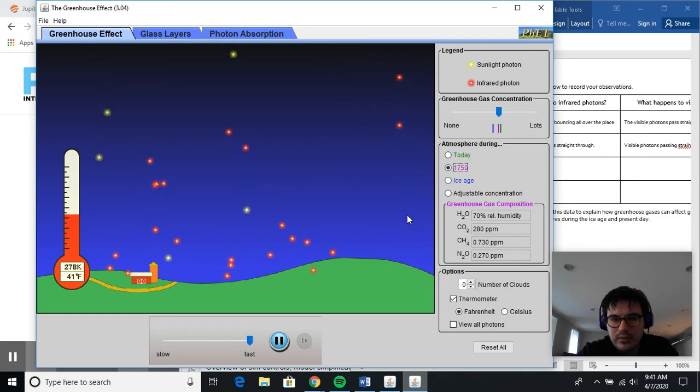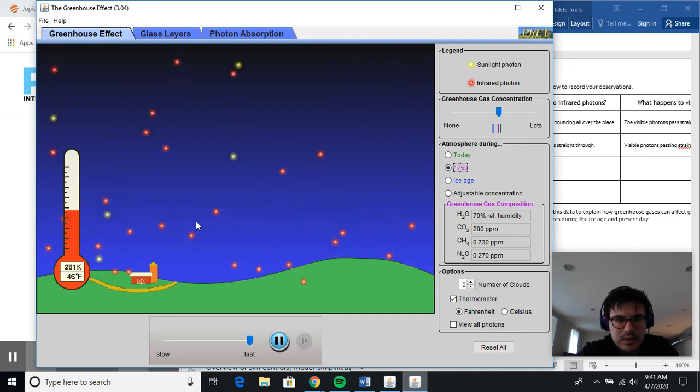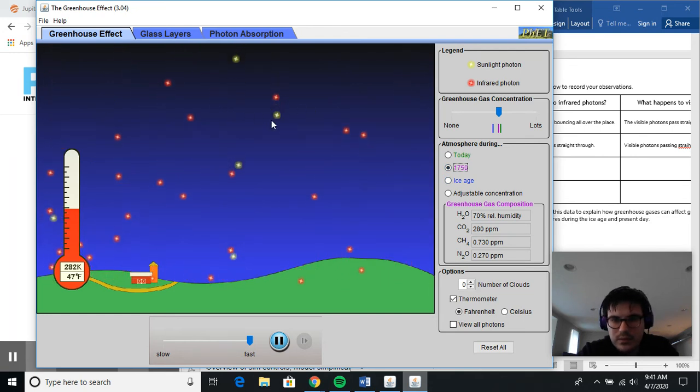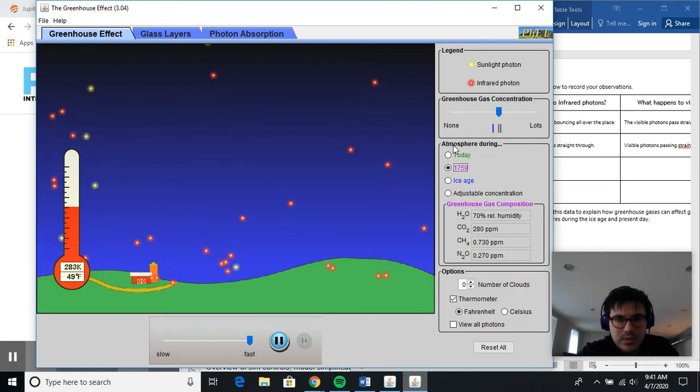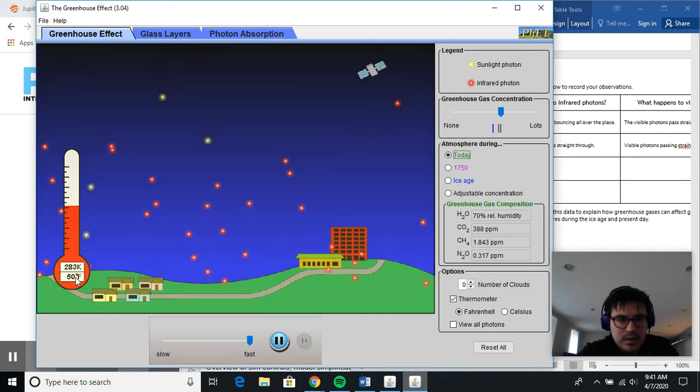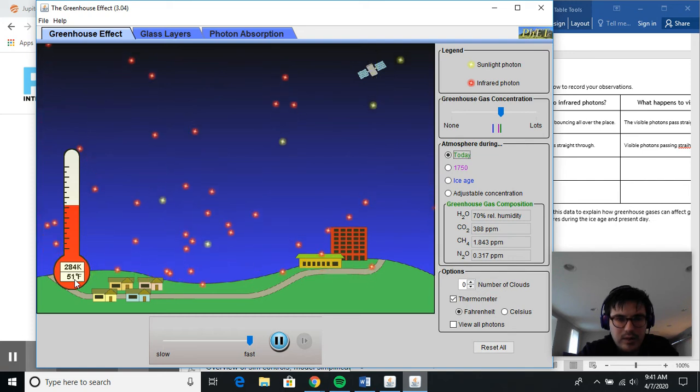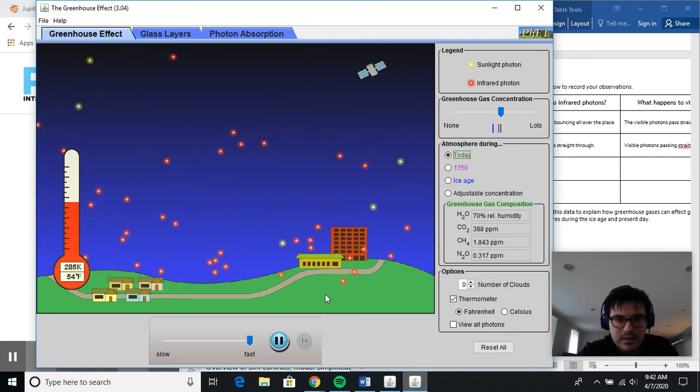In 1750, before the Industrial Revolution, this was kind of like where we were doing all right. Okay, but today you see the temperatures going up over here. Our Earth is heating up because we have too many greenhouse gases.